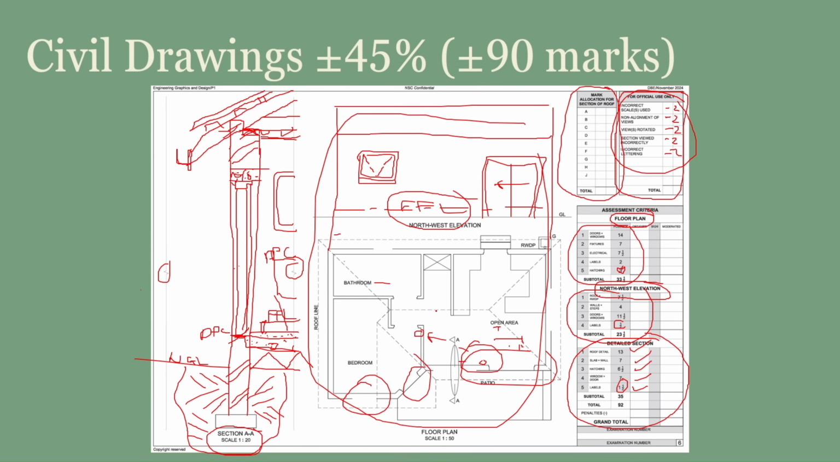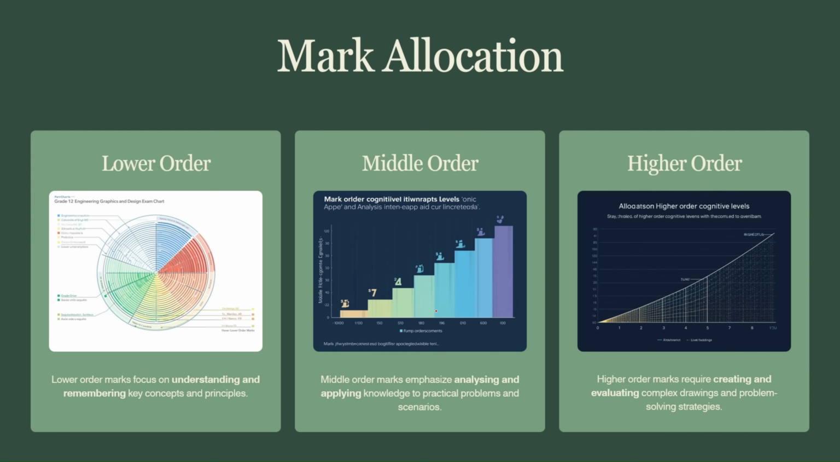So guys, you need to get your marks here. Some mark allocations: you're going to get lower order questions, middle order questions, and higher order questions. Lower order questions are going to be at the floor plan and at your analytical question. The middle order questions are going to be more at your perspective and your other solid geometry or interpenetration and development. And the higher order is definitely going to be at your 2-point perspective and at your interpenetration and development or your solid geometry.